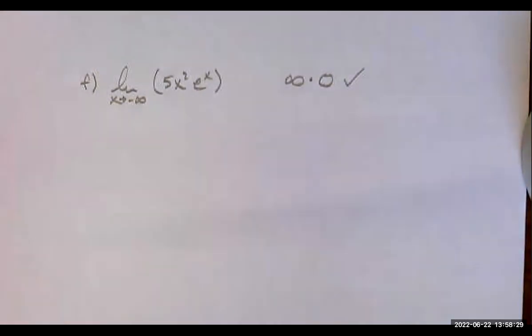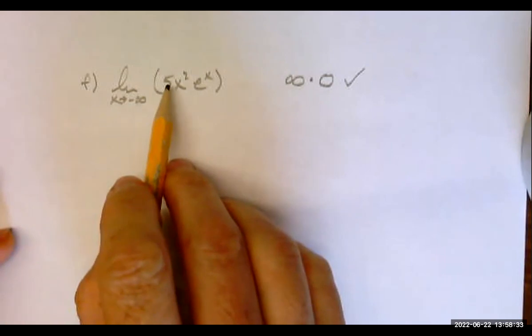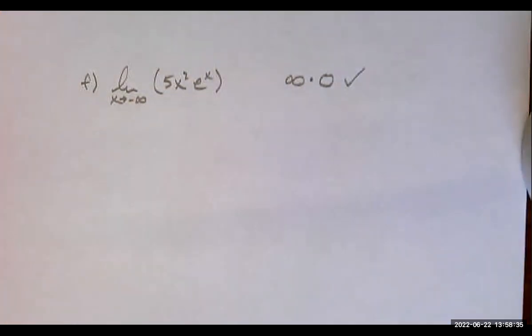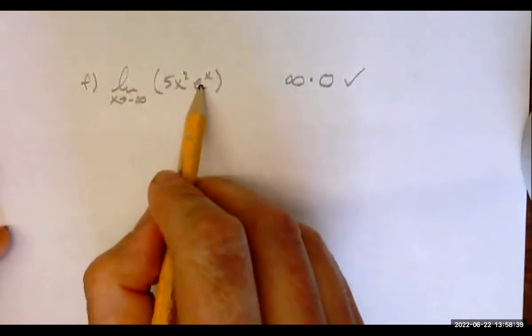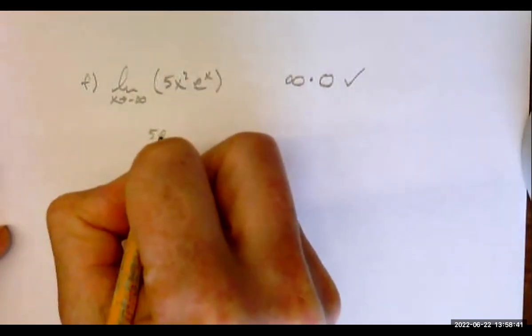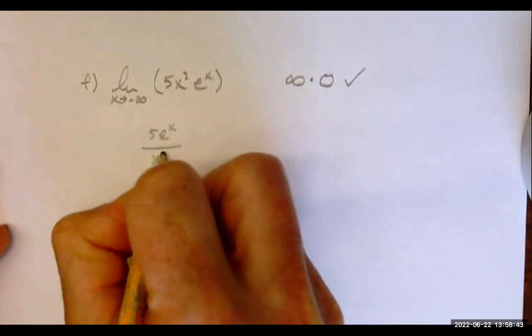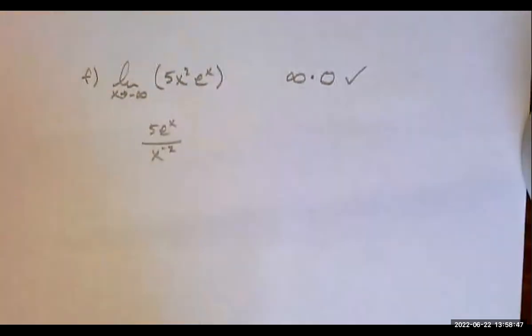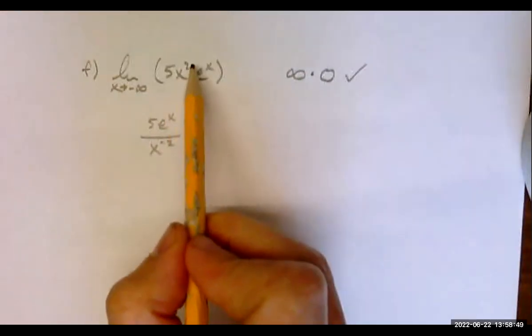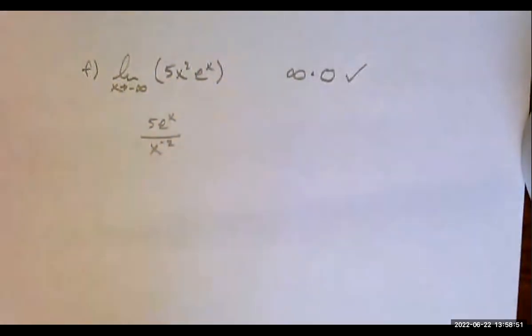Okay, now that we know it's indeterminate, now we can go forward. All right. So we might think, if we do the same style as the previous question, we might say, let's think of this as 5e to the x over x to the negative 2. So one thing to notice, the 5 needs to stay in the numerator. It's only the x to the negative 2 that we're going to drop.